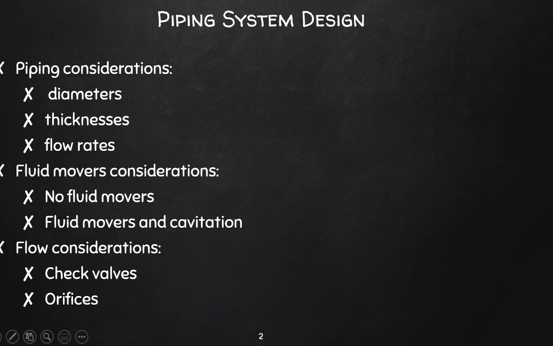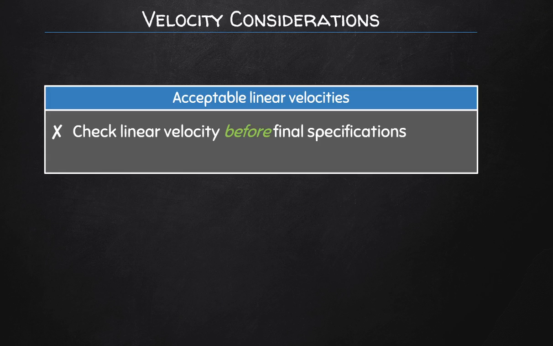In this lecture we will focus on the considerations we make when designing piping, specifying fluid movers as well as flow rates. Now, for any chemical process, throughput is by far the most important factor to consider.